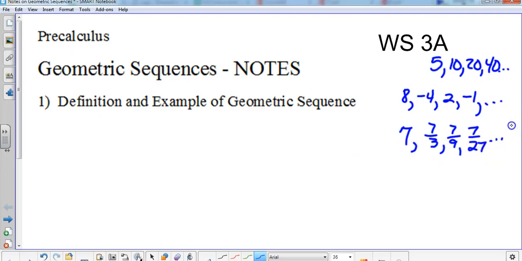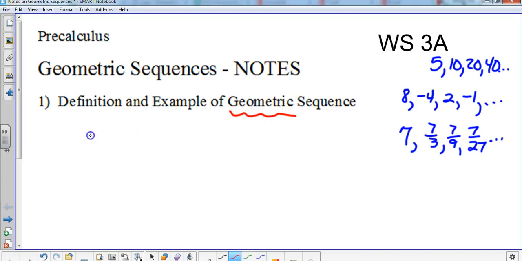All right, what's going on? Anybody know what it means to be geometric? You're multiplying or dividing by a common term, which division is really multiplying by a reciprocal, right? So you're multiplying by something every time.